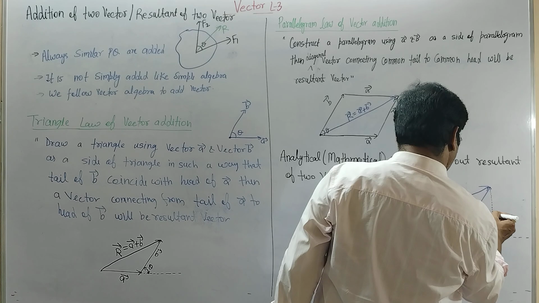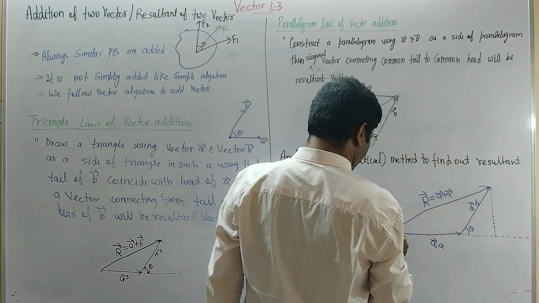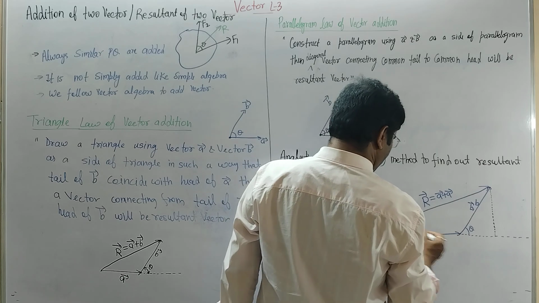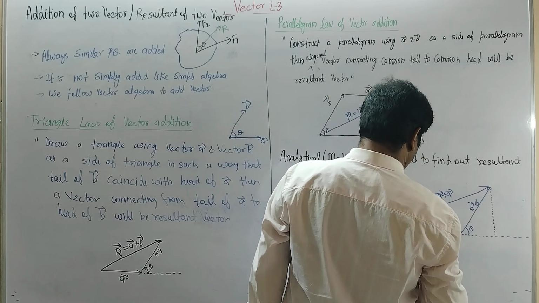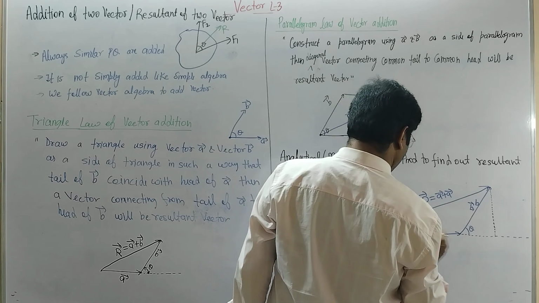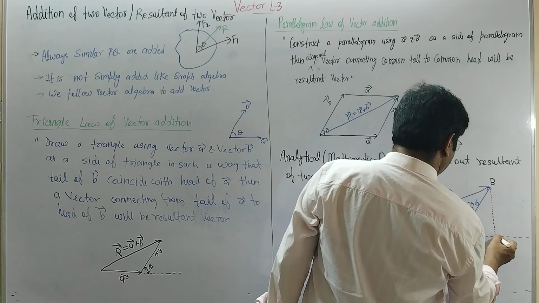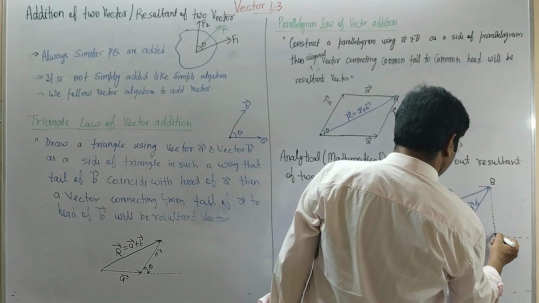This is a perpendicular drop from this point. So let's give some names. This point I am saying O, this point I am saying A, this point I am saying B, this point I am saying C. So this is the perpendicular drop.